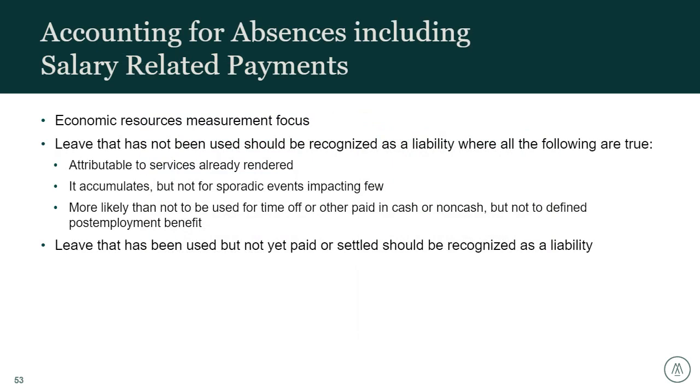So how do you account for absences, including salary-related payments? In an economic resources measurement focus statement, the leave that hasn't been used should be recognized as a liability when all of the items on this slide are true. The leave is attributable to services that have already been rendered, so the employee has earned it. The leave accumulates, but not necessarily for sporadic events impacting a few employees, like parental leave, military leave, or jury duty. Those are not things that should be accounted for in this particular liability. And more likely than not, it's going to be used for time off or paid in cash or non-cash, but not transferred to or settled through a conversion to a defined post-employment benefit plan. Leave that has been used but hasn't been paid or settled should also be recognized as a liability, which is typically what's been recorded already under old guidance, so that shouldn't be new.